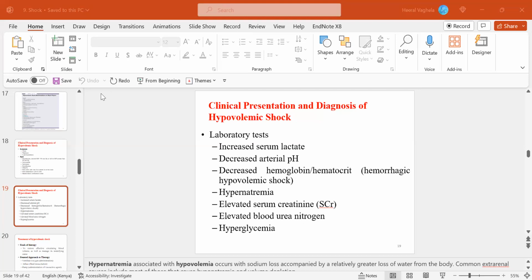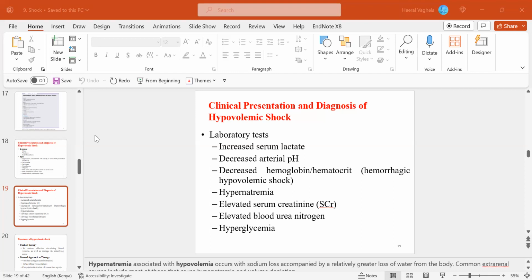And then you can also use exogenous, like, molecular weight exogenous plasma polymers. I don't know how they function, but I think they reduce the fluid overload. I'm not sure about that.